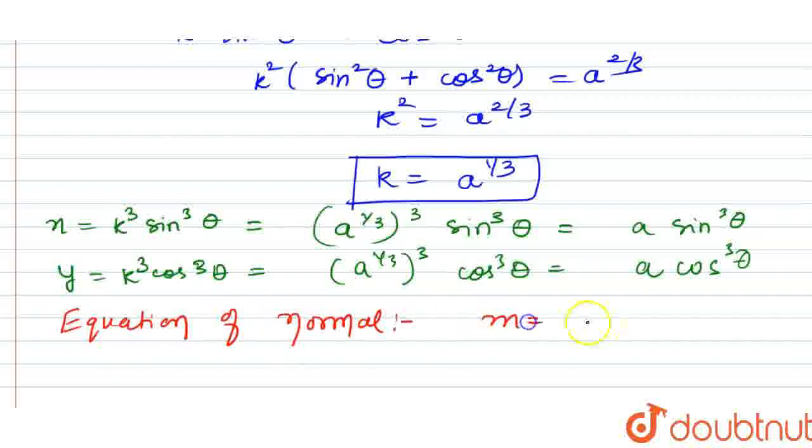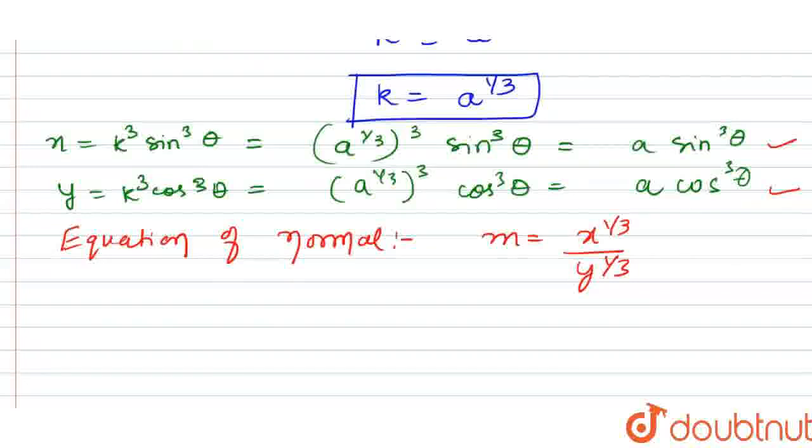the points are given as x and y, and the slope is x to the power 1 by 3 and y to the power 1 by 3, right? This is what our slope and points are. So using the slope point form, we can write here that y minus y1 is equal to m times x minus x1, right?